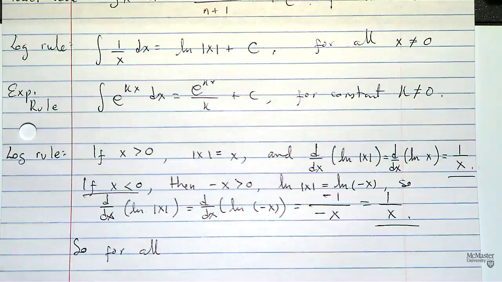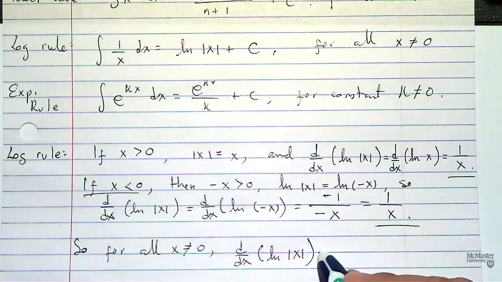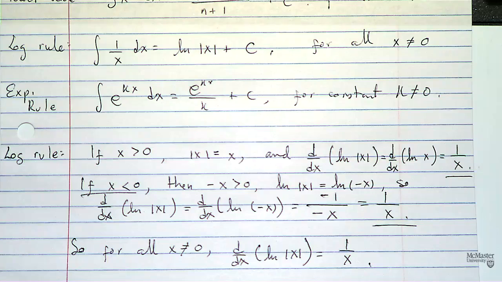So for all the values of x not 0, the derivative with respect to x of natural log of absolute value of x is equal to 1 over x, which gives me the rule that I had before, right? This is useful. It's the derivation of the rule that we have above.